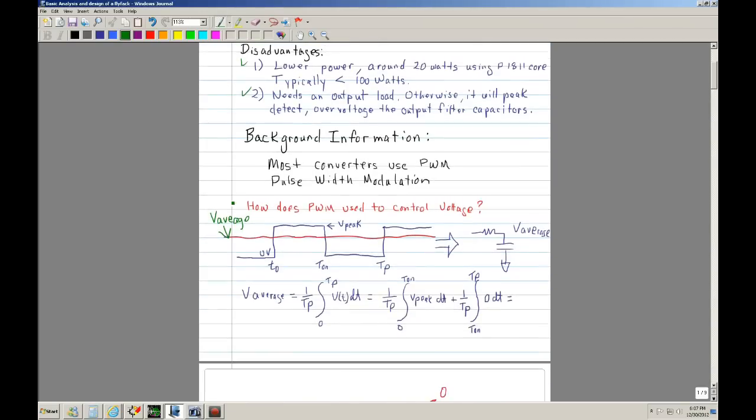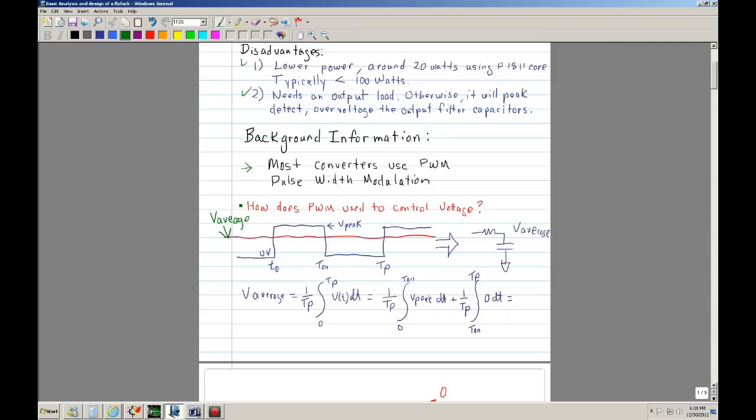Now, before we continue with the flyback analysis, you're going to have a little bit of background information. You need to know that flybacks use a scheme where you use pulse width modulation, or for that matter, most converters use PWM. PWM is really pulse width modulation.